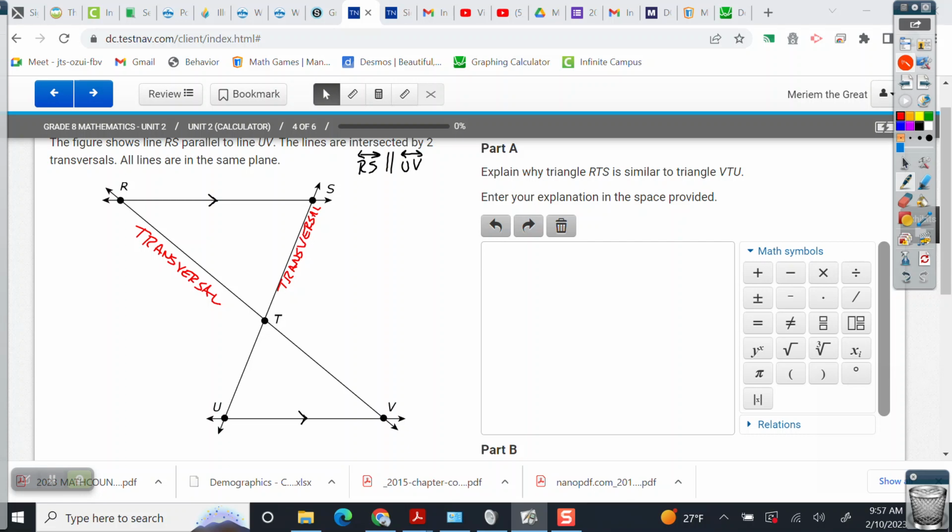All right, so as I said, we have some special rules that relate angles when we have parallel lines and a transversal that goes through those two lines.